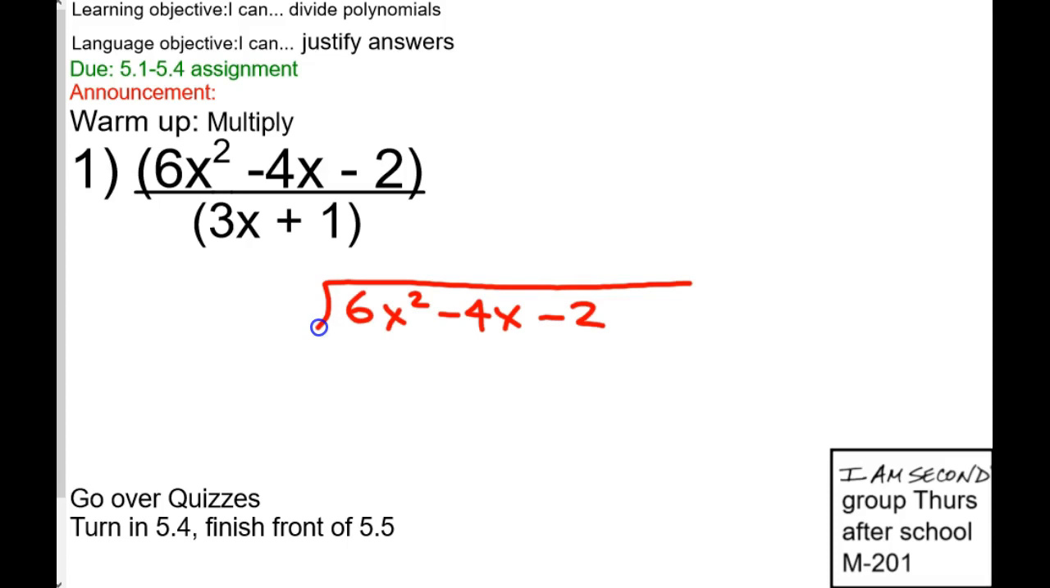And then off to the left, since we're doing this together as a review, the bottom, 3x plus 1, is going to go over here to the left. And now the question is, what do we do? Okay, so first step, can you rewrite it as long division like that? Top goes to the right, bottom goes to the left.